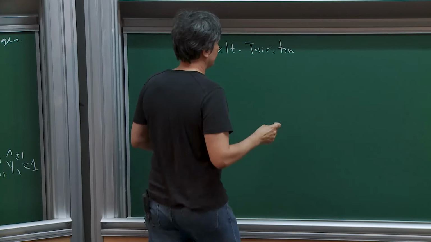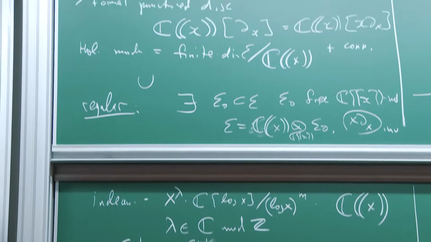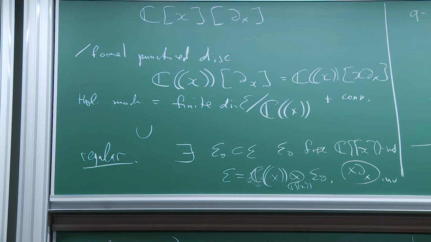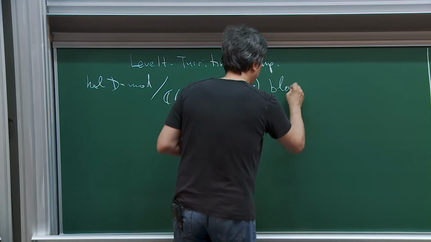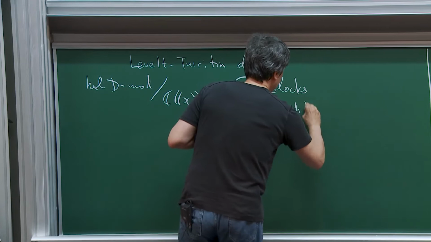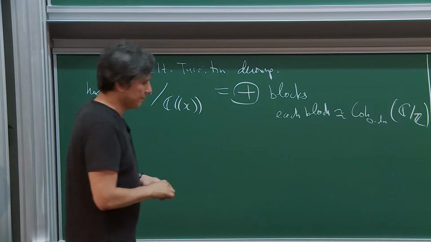There is also a Levelt-Turrittin decomposition for D modules of the formal punctured disk, holonomic D modules of this formal punctured disk. This abelian category is an infinite direct sum over blocks, and each block is equivalent to coherent sheaves with zero dimensional support on C mod Z. And blocks are labeled by some set which is an uncountable set.